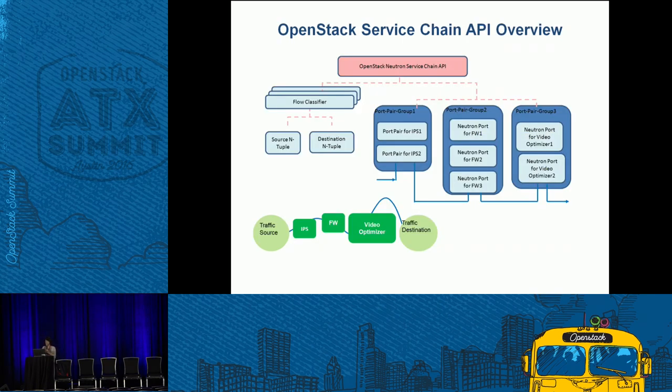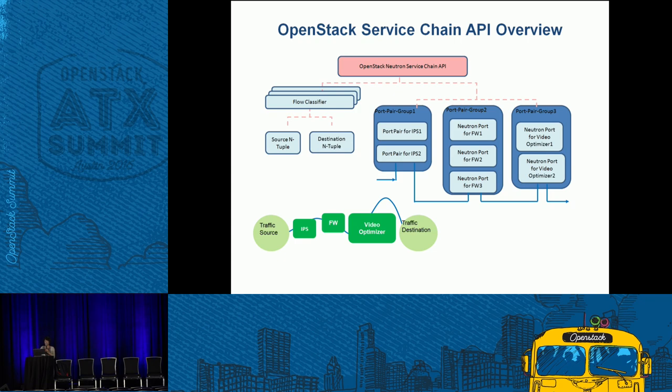So here's the service chain API. The service chain API consists of two parts. One part is the flow classifier, and the other part is an ordered sequence of service functions. I'll first talk about the flow classifier. The flow classifier specifies the classification rules used to classify the flow that will go through a chain. And the sequence of service functions is basically the chain that the flow will go through.